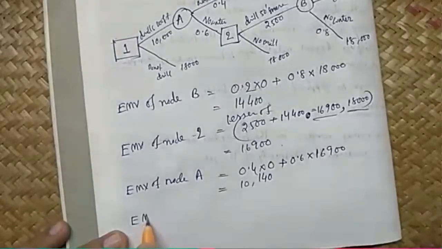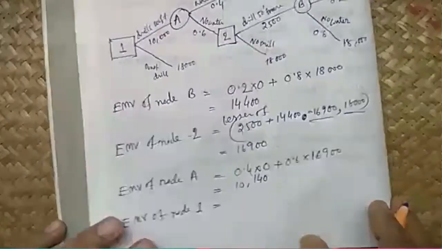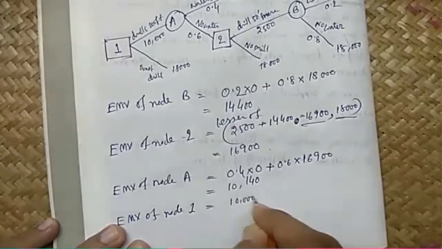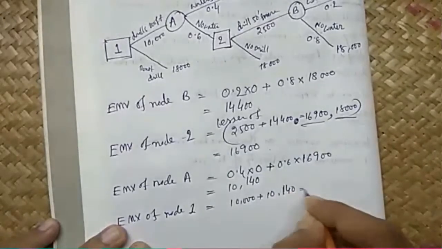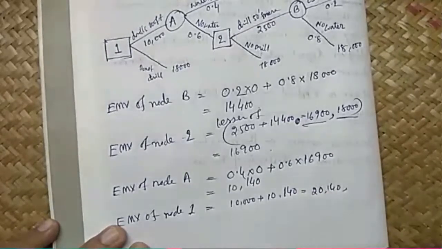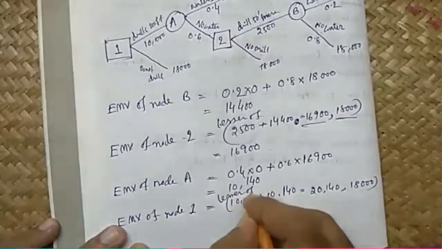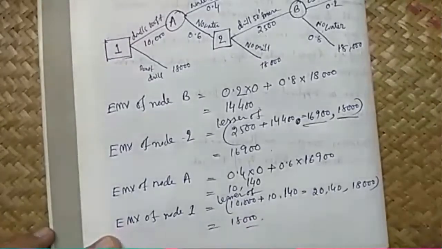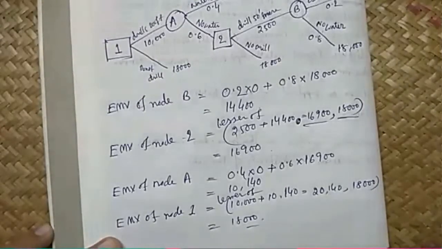Now the last, the EMV of node 1. Again, it has two options. If he drills, then his cost will be 10,000 plus the EMV of node A, which is 10,140, which gives us a result of 20,140. And if he buys from the neighbor, then his cost is 18,000. So he will choose the lesser of these two, which is 18,000. So the optimal course of action for person X is to not drill and buy the water from the neighbor for the next 5 years.